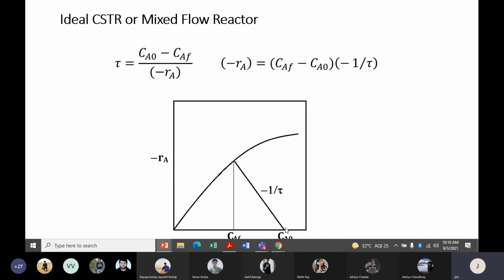So if you draw a line with a slope 1 by tau, the point of intersection will give the final concentration. Now you observe, if you have the rate data, this rate data should be plotted as a function of concentration, then locate the initial concentration and draw a line. If tau is provided, then final concentration can be predicted without substitution into the mole balance. Otherwise, you substitute the rate and tau here, and you can find Ca.